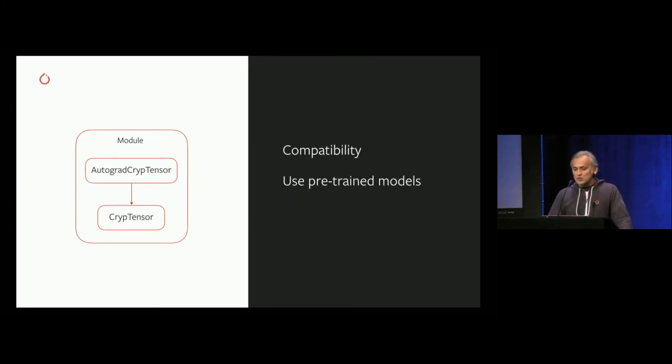What this allows us to do is, if you have pre-trained models that have been trained non-encrypted, but you want to do inference on encrypted data, you can use those pre-trained models. You don't have to retrain anything. If you have models that are specified in a PyTorch-like fashion, you can use ONNX to read this untrained model, and you can train it from scratch also using Krypton.